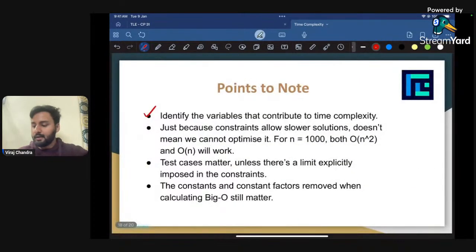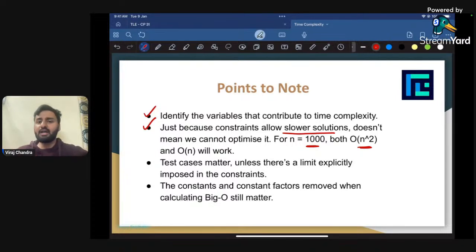Okay. So identify the variables. Of course, this is very important. You need to identify n and m and what actually are the variables that are coming in the logic. Then, of course, this is a very important point. Just because constraints allow you slower solutions doesn't mean we cannot optimize this. This is actually very important for interviews. What will happen in an interview is the interviewer is going to say, okay, n is 1000. So you will say, okay, maybe I'll run an n square solution because n square means it's 10 power 3 power 2, that's 10 power 6.